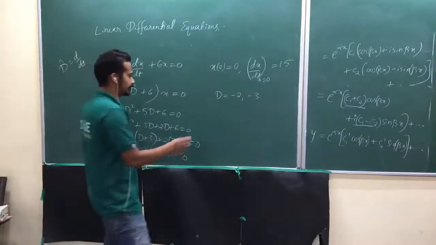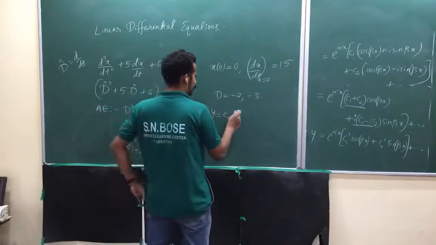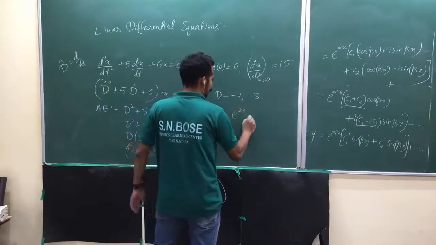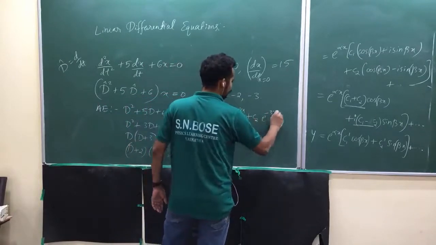The roots are distinct. What is your solution then? C1 into e power minus 2x plus C2 into e power minus 3x.